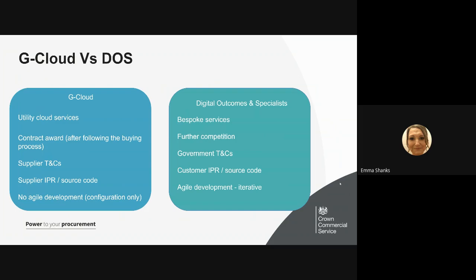G-Cloud uses a contract award or a direct award, but this is after you have followed the buying process, whereas DOS uses a further competition. Also, G-Cloud uses supplier terms and conditions. There are caveats to that, which I'll come on to a little later on, whereas DOS uses government T's and C's. And because there should be no design or development work within G-Cloud, supplier IPR and source codes shouldn't raise issues. Whereas if you're paying for something to be built specifically for you, that'll be a different matter.